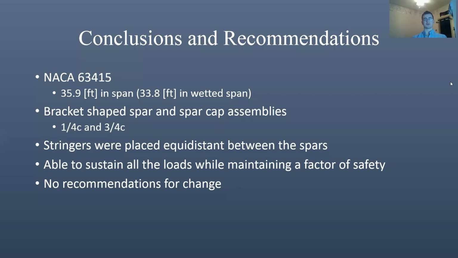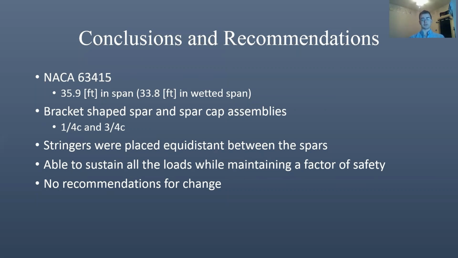In conclusion, the goal of this report was to design the wing and conduct an in-depth stress analysis for an affordable light attack aircraft. For this, we chose a NACA 63-415 airfoil to construct the rib and the skin. The wing was 35.9 feet in span, and we used a bracket-shaped spar and spar cap assembly that were placed at roughly the quarter chord and the 3/4 chord. The stringers were placed equidistant between the spars.